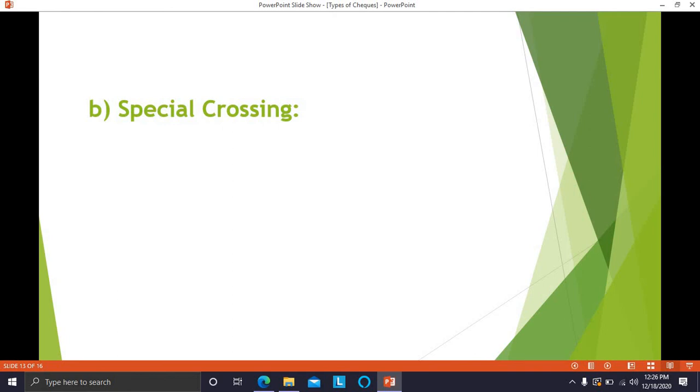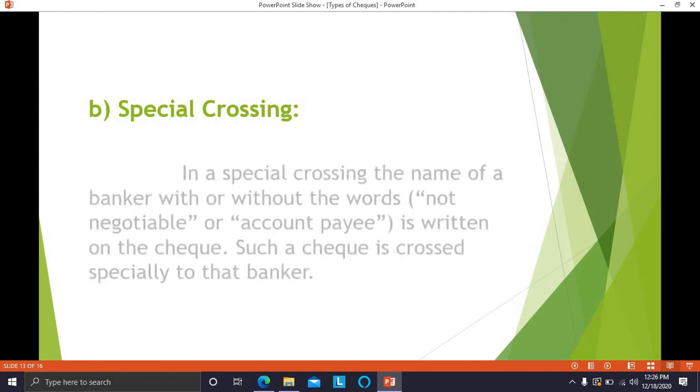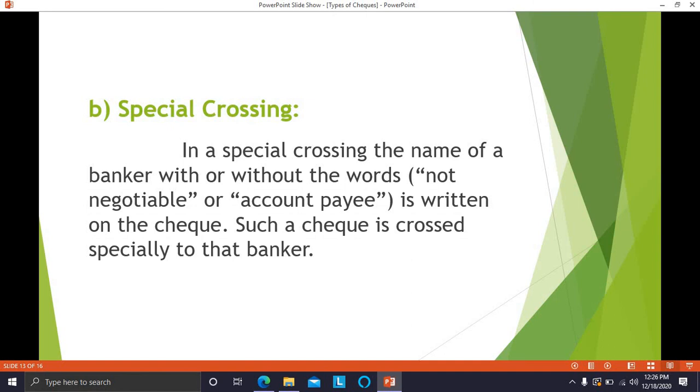Now the second type of crossing is special crossing. In special crossing, the name of the banker, with or without some words in between, is written on the check. Which are the words which are written in between? Not negotiable or account payee. Such a check is crossed specially to that banker. It means it is a check which is crossed by the banker to another bank.